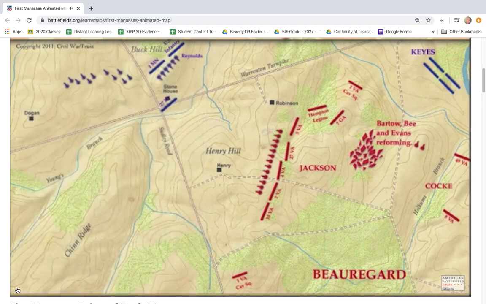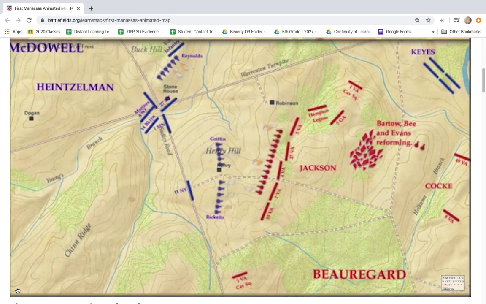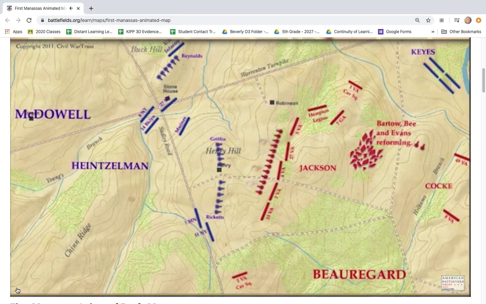After hours of delay, the Union Army finally moves toward Henry Hill. 11 cannons under Captains Charles Griffin and James Ricketts take position on both sides of the Henry House. This will be the focal point of the battle. The Confederate artillery is well positioned for the short-range fight, and they decimate the Union artillerymen and their battery horses.